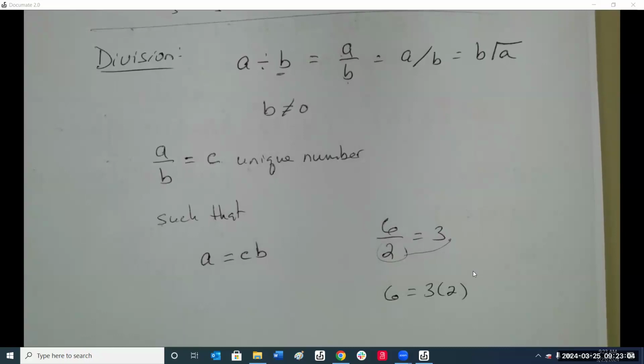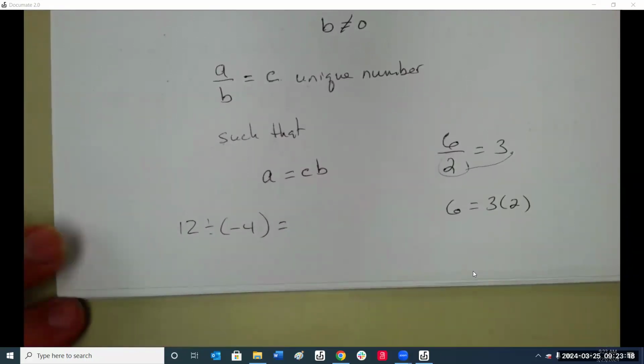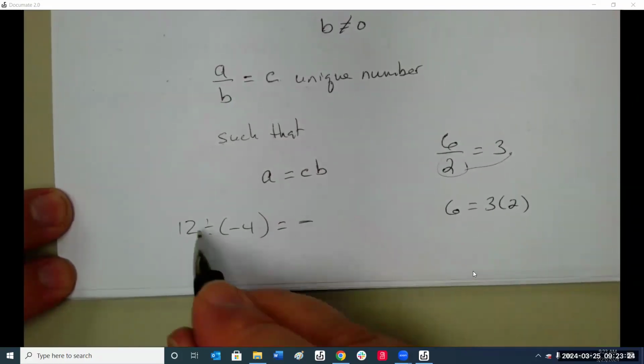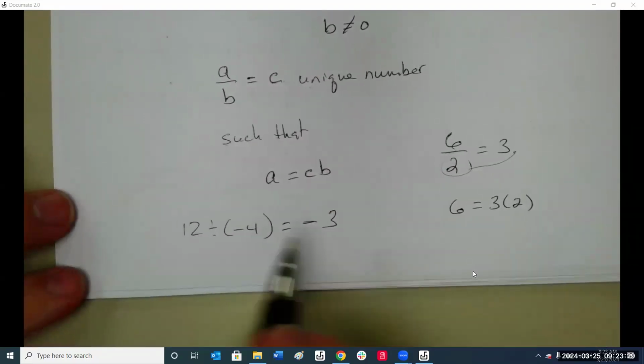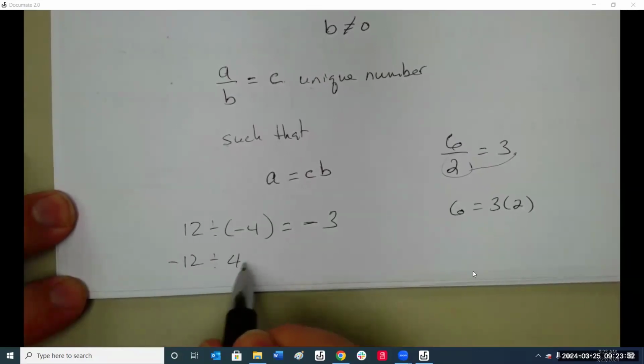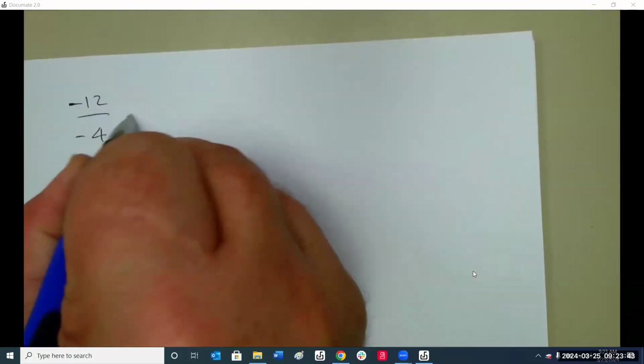And same rule goes with division as it does multiplication with signs. If you have an odd number of signs, the answer is negative. If it's even number, it's positive. So 12 divided by -4 is what? Yeah. So there's only one negative sign. 12 divided by 4 is 3. Same thing if we had -12 divided by 4. It equals -3. -12 divided by -4.